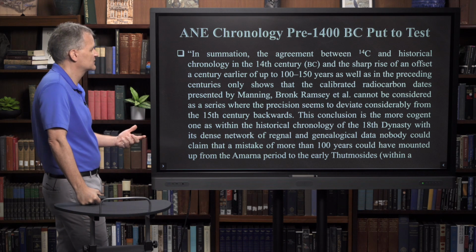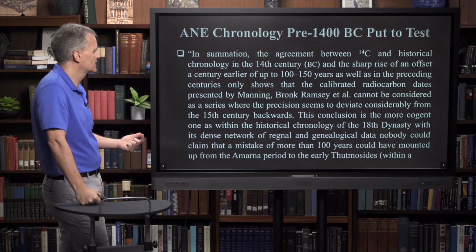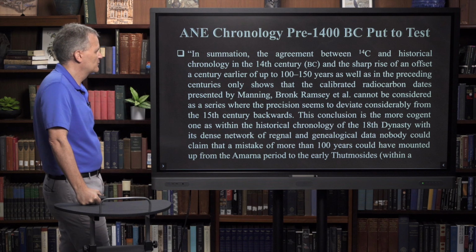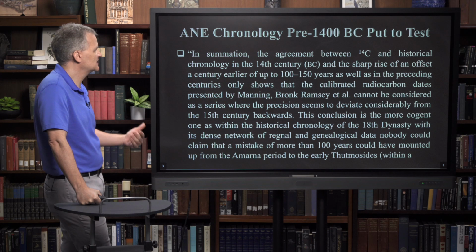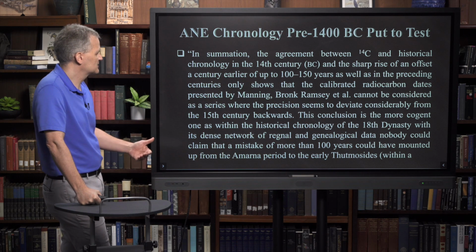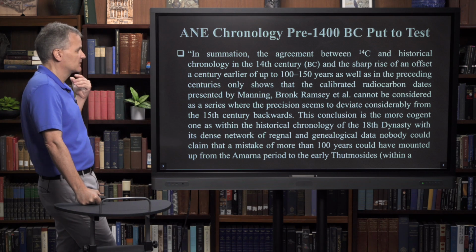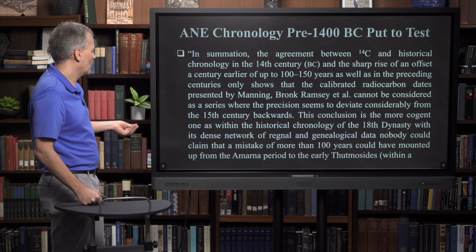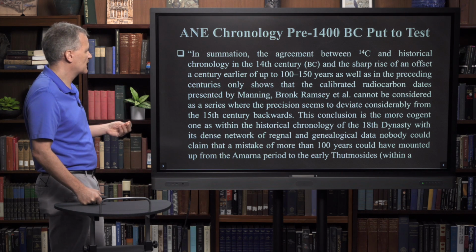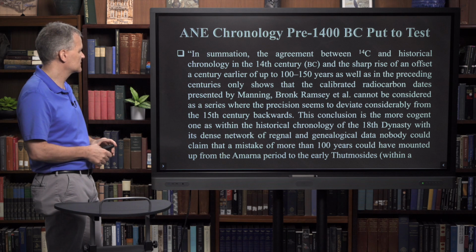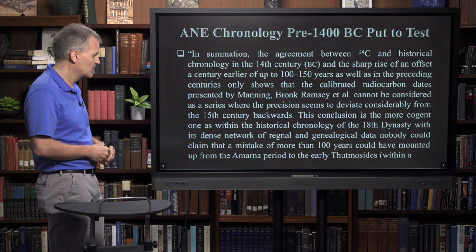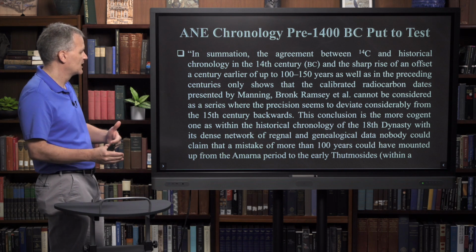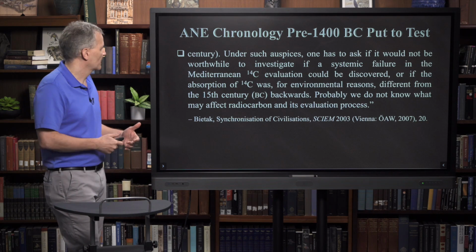And that only shows that the calibrated radiocarbon dates presented by the scholars who published this cannot be considered as a series where the precision seems to deviate considerably from the 15th century backwards. This conclusion is the more cogent one as within the historical chronology of the 18th dynasty, with its dense network of royal and genealogical data, nobody could claim that a mistake of more than 100 years could have mounted up from the Amarna period to the early Thutmosids within a century.